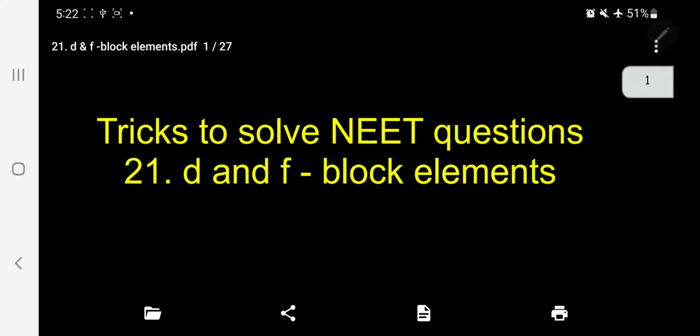Today, I am going to discuss tricks to solve NEET questions under the unit D and F block elements. So, before entering into the questions, let me give a short introduction regarding what are D block elements and what are F block elements. First, let me take D block elements.